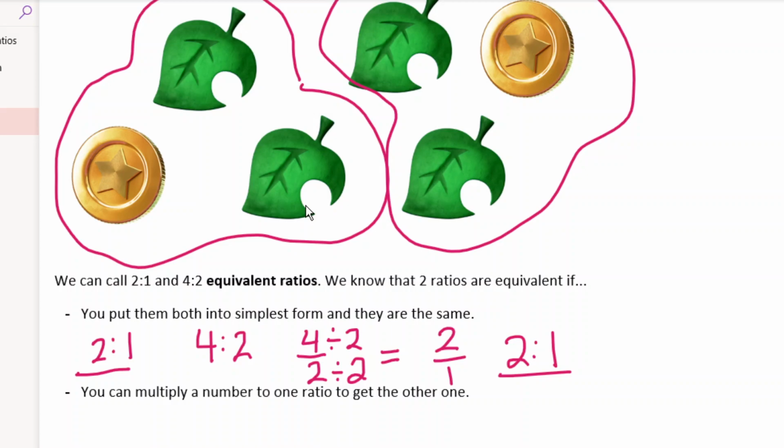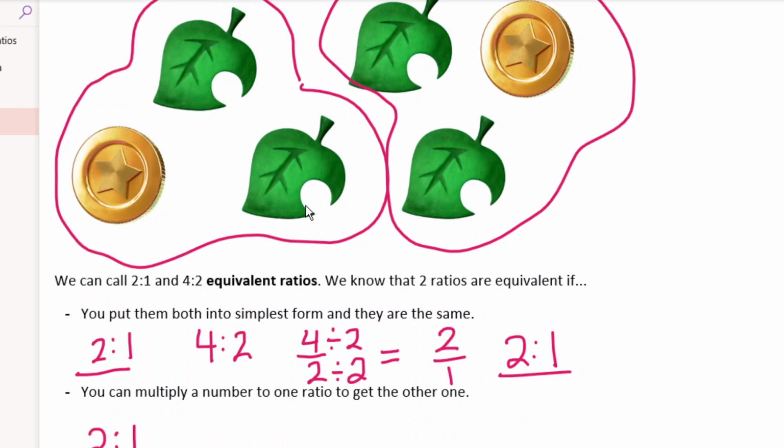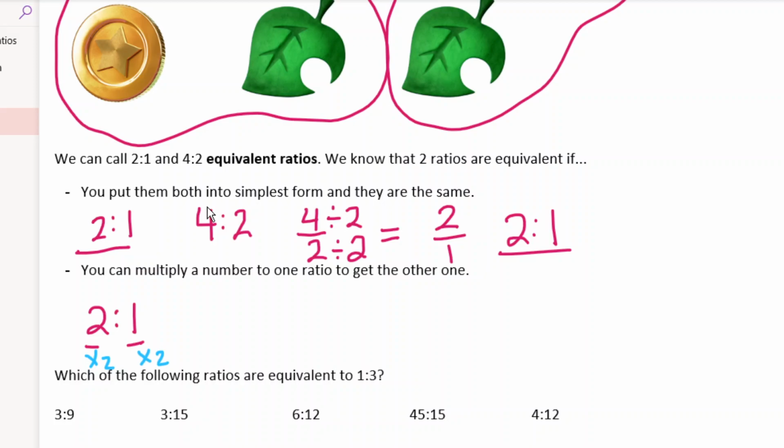The other way is sort of going backwards. We're going the opposite way. We have 2-to-1, and we can multiply any number to both the 2 and the 1 to get another equivalent ratio. So if we pick the number 2 and we times both of these numbers by 2, oh, I'm sorry, you can't see. And we times both of these numbers by 2, we get 2 times 2 is 4. And then 1 times 2 is 2. And we get this other equivalent ratio.